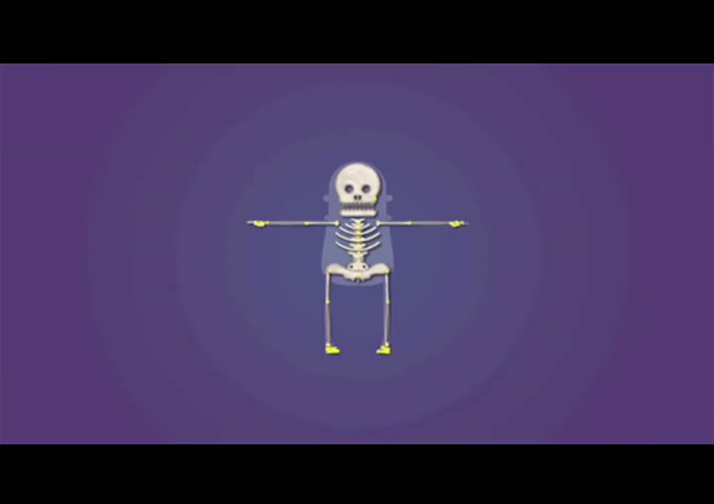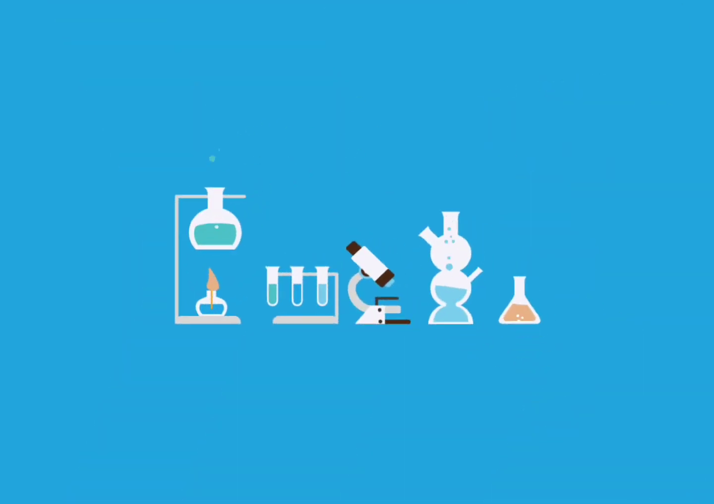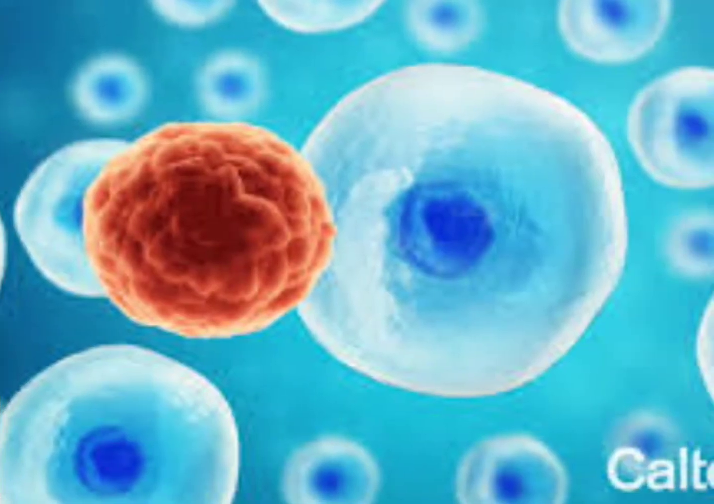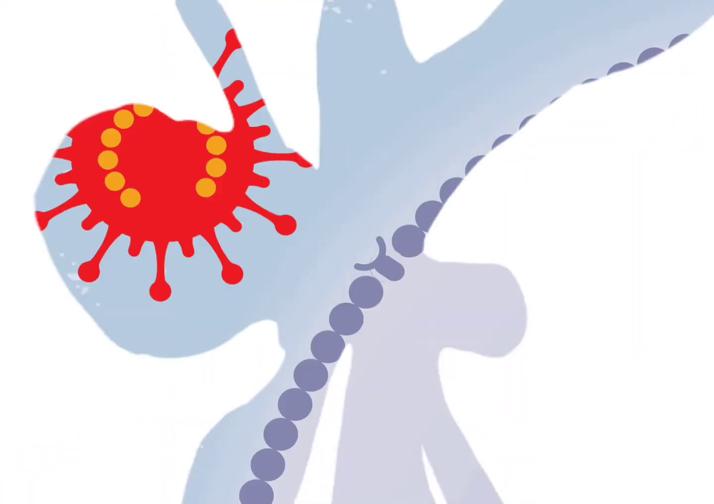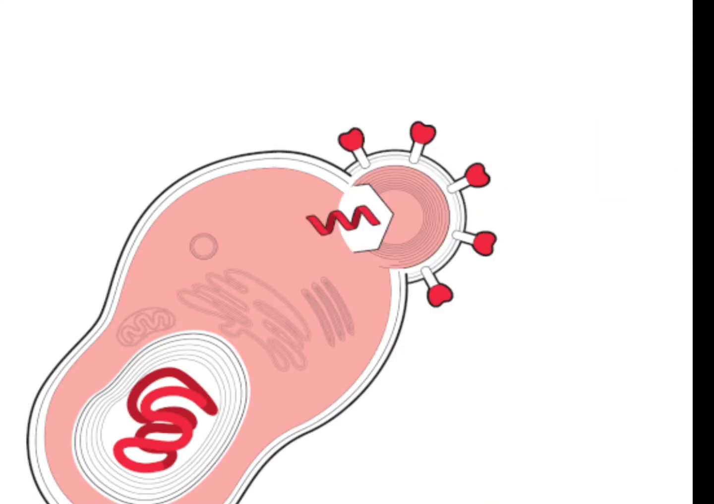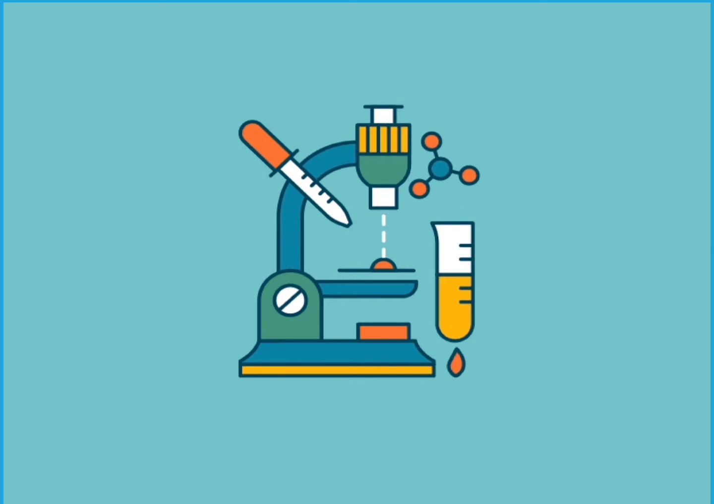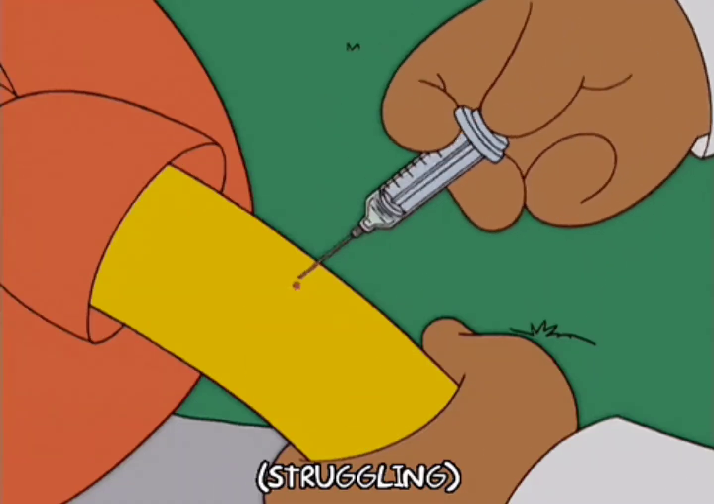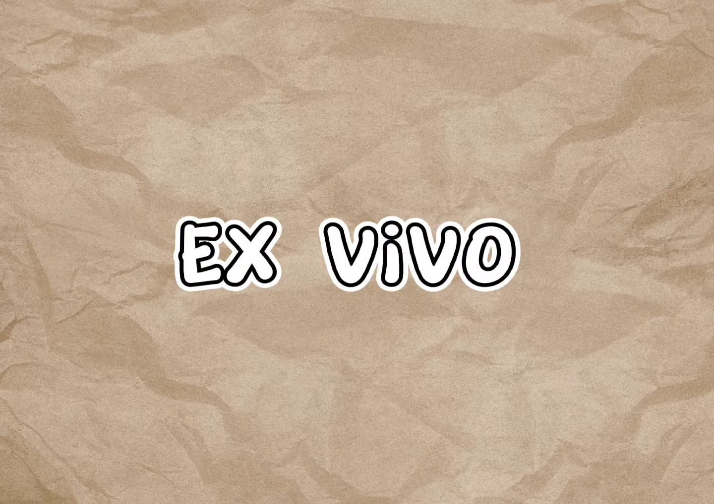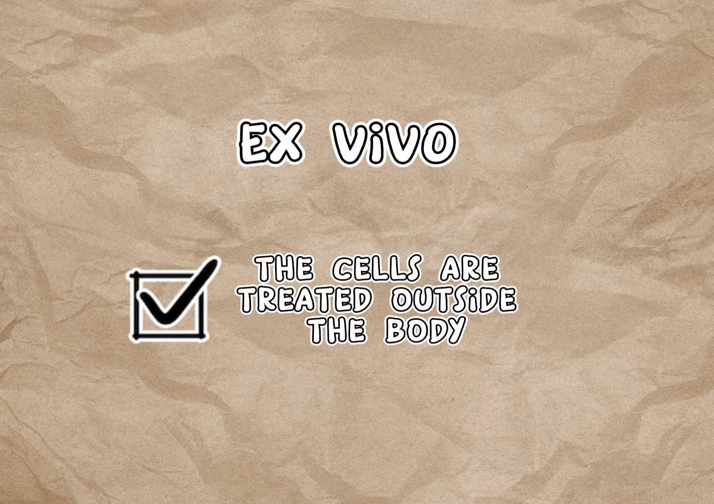In some gene therapy clinical trials, cells from the patient's blood or bone marrow are removed and grown in the laboratory. The cells are exposed to the virus that is carrying the desired gene. The virus enters the cells and inserts the desired gene into the cell's DNA. The cells grow in the laboratory and are then returned to the patient by injection into a vein. This type of gene therapy is called ex vivo because the cells are treated outside the body.